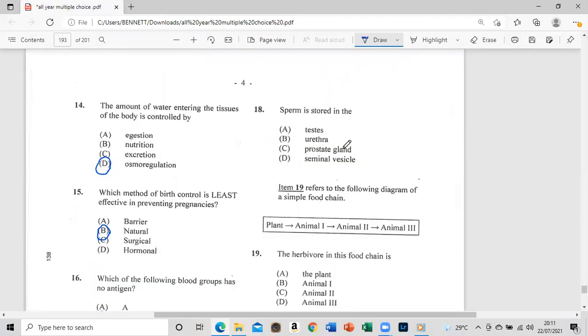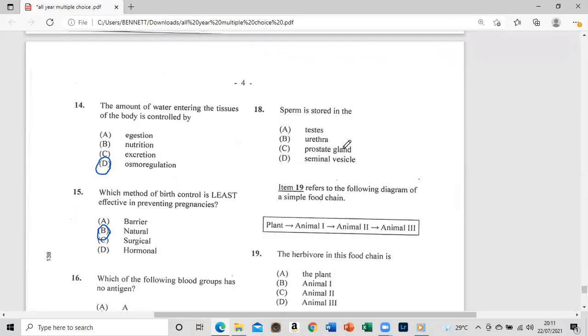Oh Lord, sperm is stored in the testes, the urethra. We're not going further, guys. We know this, right? It is the testes.